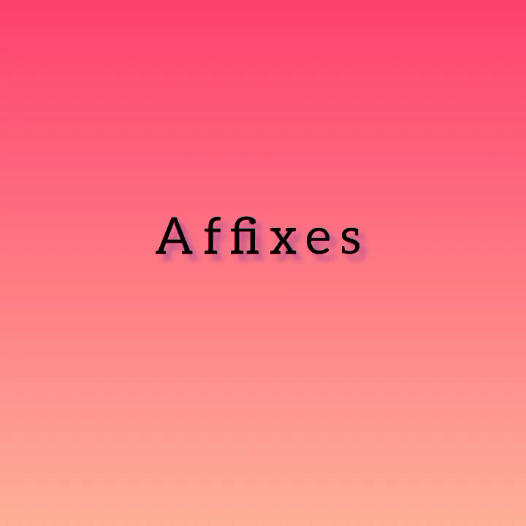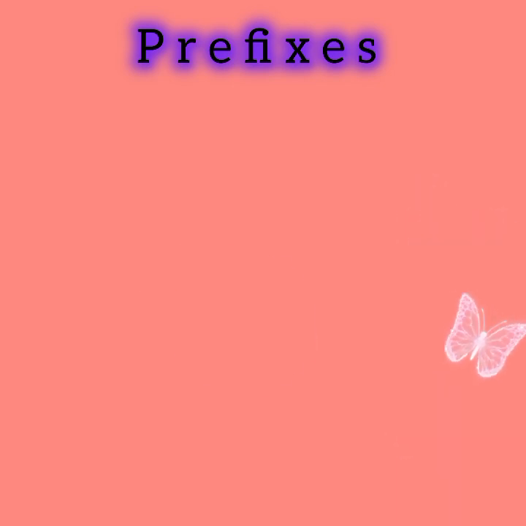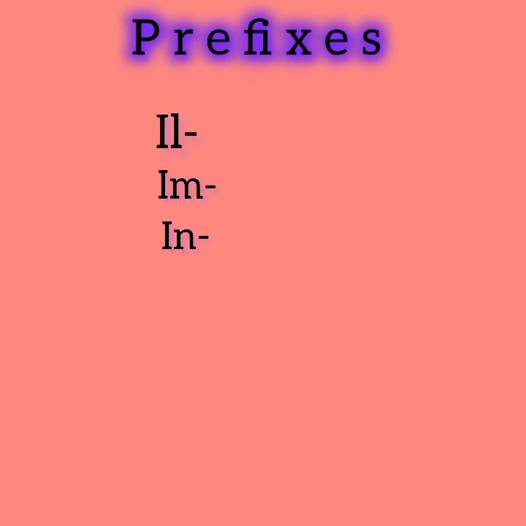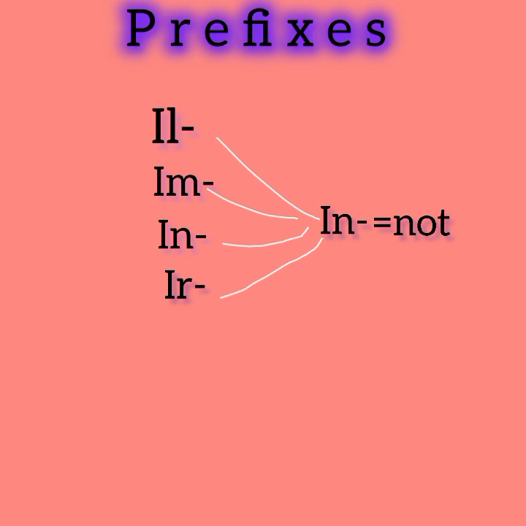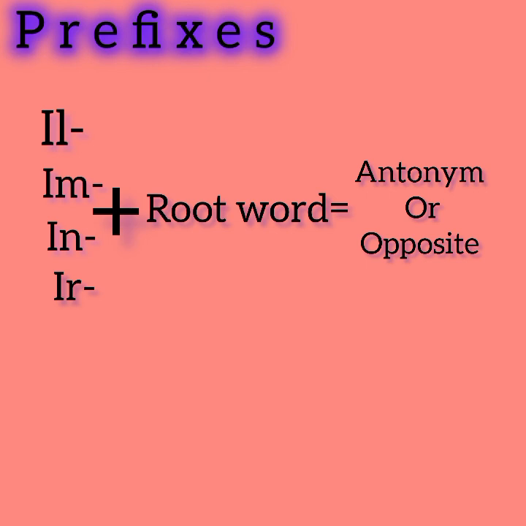Continuing our lesson of affixes. Dear learners, in our previous lessons, we talked about prefixes. Today we are going to continue and discuss some more important prefixes. All these prefixes start with I, and these prefixes are il, im, in, and ir. These prefixes are the variations of the Latin prefix in, which means without, none, or not. And all these prefixes are used to make the opposites of the root word to which they are attached.